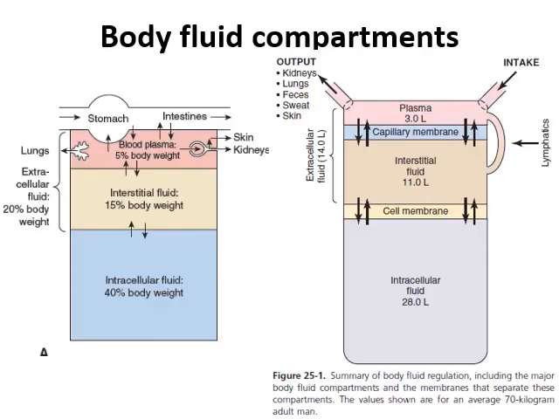So let us begin. First and foremost, this is a graphic showing the total body water. Total body water in an adult male is about 60% of his body weight. Now this total body water is divided into several compartments. There are two main compartments.